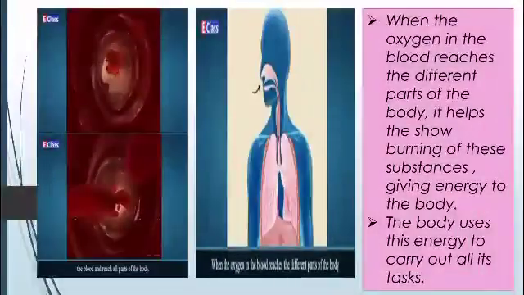So, along with this respiration process, when we inhale oxygen, it moves to the blood. And when it reaches the blood, along with that, it reaches different parts of the body. And this process goes on in a slow movement. Slow burning of these substances gives energy to the body. That is, the fuel that is present in the body acts as a kind of energy for our body to do different tasks, and we can carry out those tasks in a proper manner.